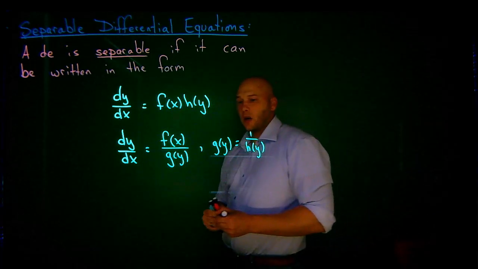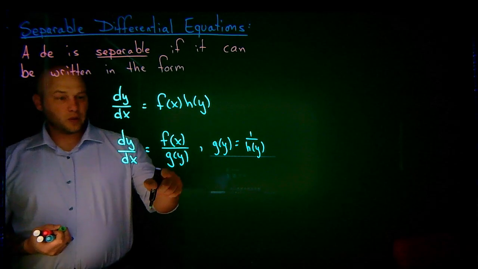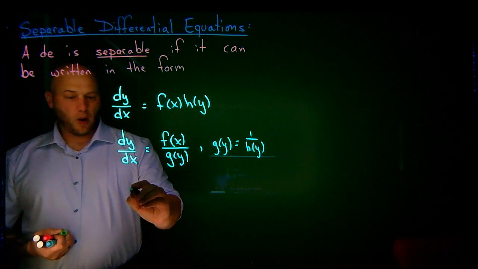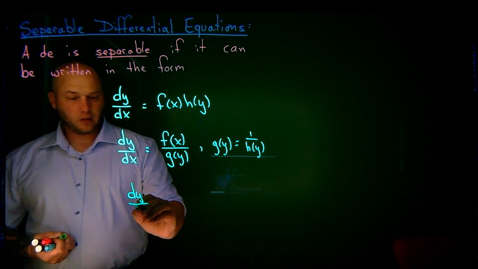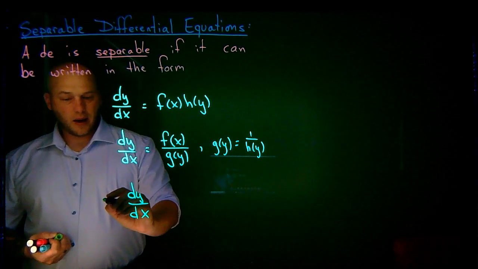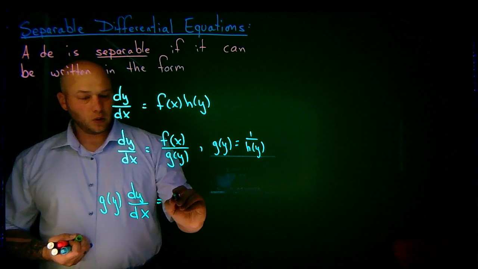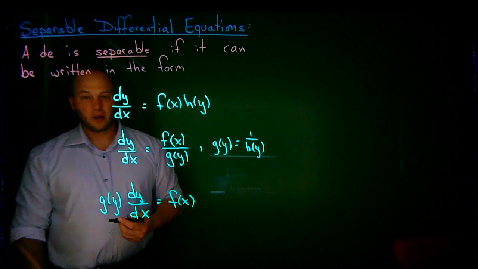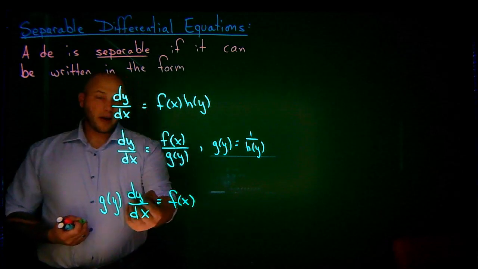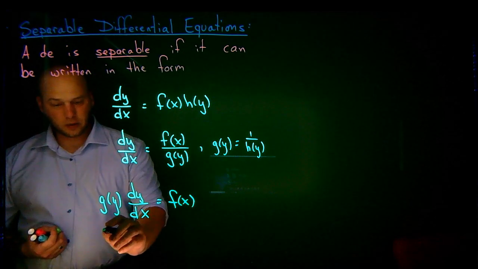Then here's what I'm going to do in order to solve this type of equation. I'm going to multiply both sides by g of y. That would give me the derivative of the unknown function multiplied by an expression of the unknown function, equal to whatever expression I have using the independent variable x. After I have this expression, I'm going to integrate both sides with respect to x.